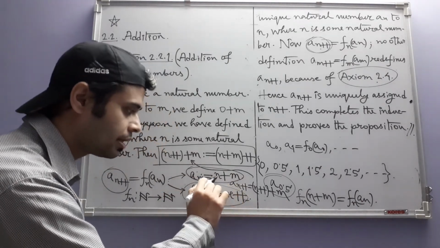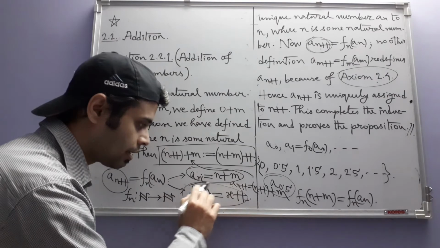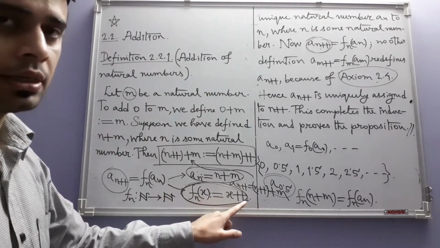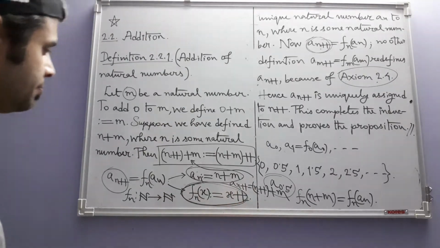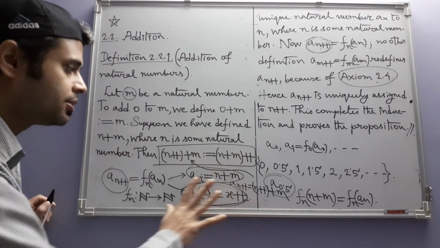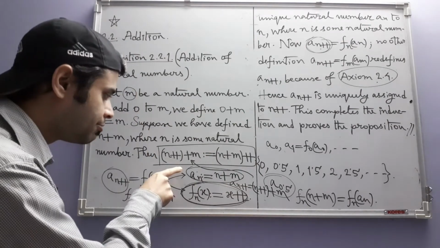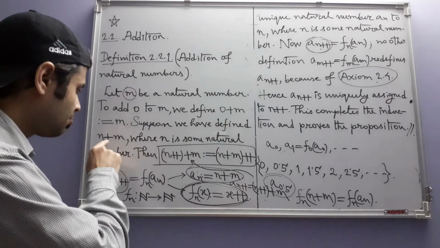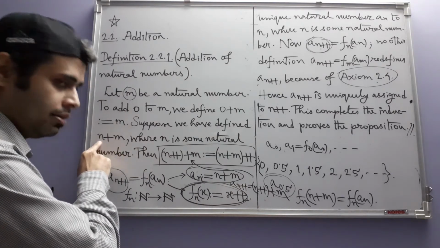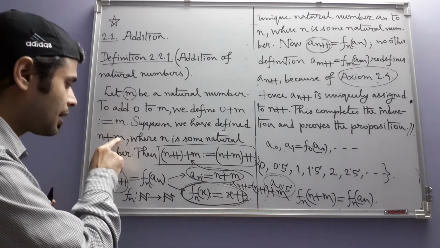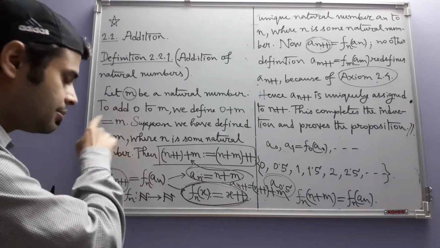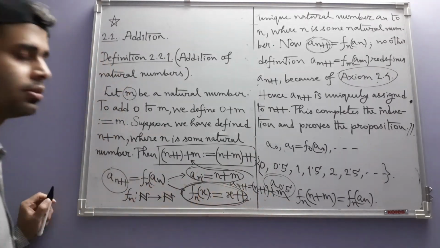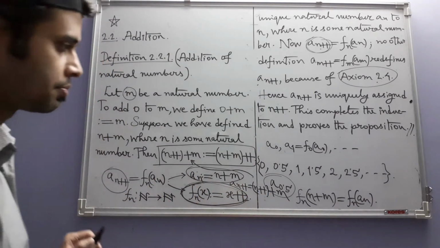a_n, the meaning of a_n here is n + m, and the functions f_n are all equal, and all of them are equal to the incrementation operation. So that means my definition is legitimate. This definition will give me a single value to n + m for a given m. And since m is arbitrary but fixed, I can change the value of m. So this is how I have achieved the definition of addition.